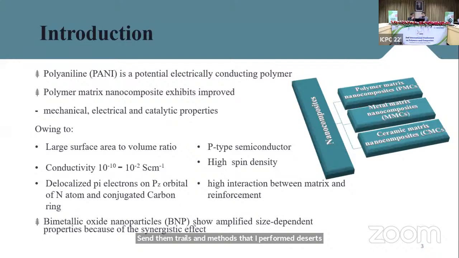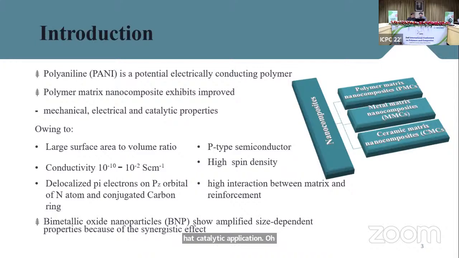So, what is a nanocomposite? A nanocomposite is basically a system which comprises a polymer matrix and a reinforcement. Reinforcement can be polymers, ceramic, or metal. I chose the polymer matrix nanocomposite because of their large surface area to volume ratio. Because of the large surface area to volume ratio, they perform better in catalytic application.